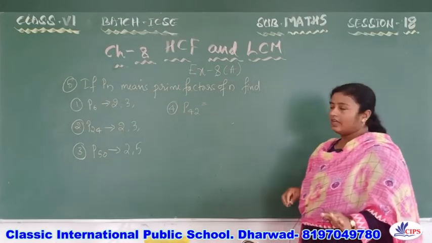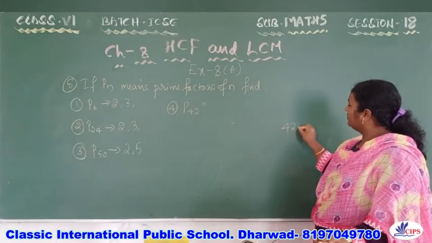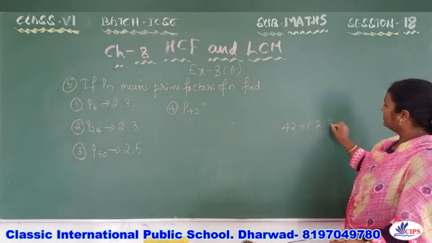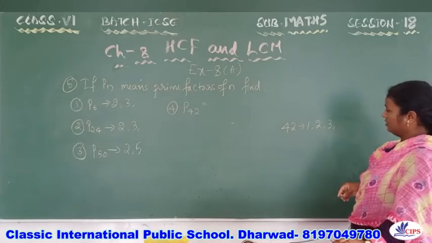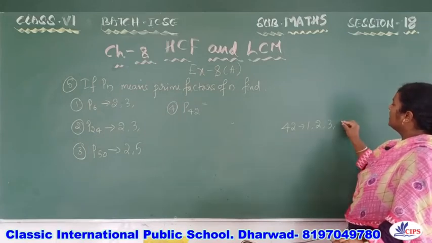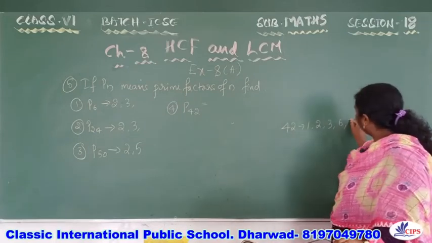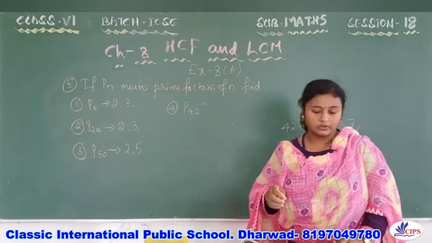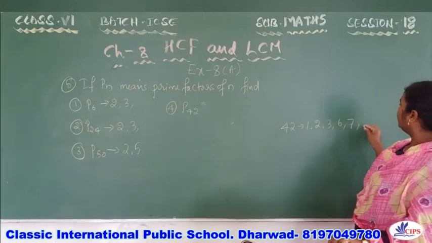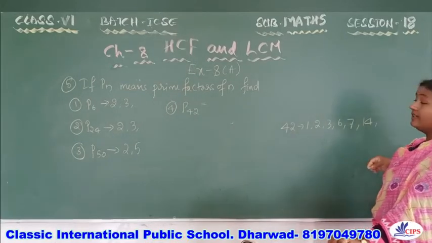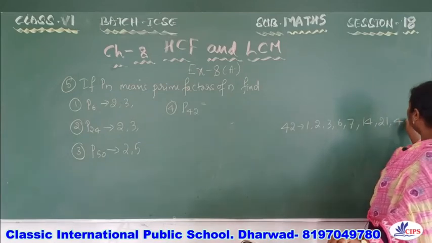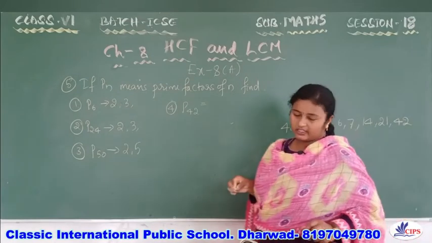P42. So let me write the factors of 42. 1, 2, then 3, 4, no. 5, no. 6, yes. Then 7, also yes. 8, no. 9, 10, 11, no. 13, no, it's 14. And then after 14, it is 21 and directly 42. These are the factors of 42.